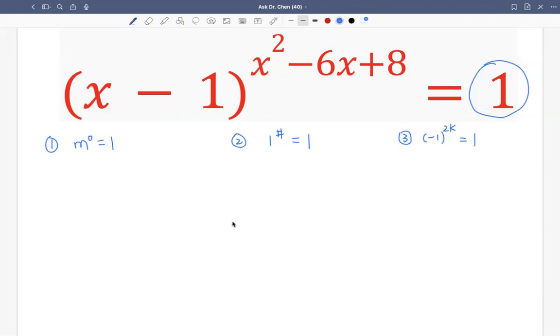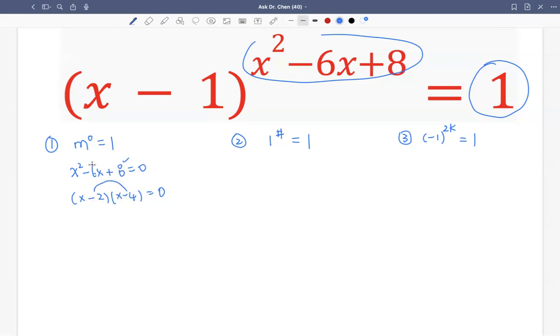So these three situations. The first situation gives us the exponent being 0. So let's set x squared minus 6x plus 8 equals to 0. And this can be factored as x minus 2, x minus 4. Because -2 times -4 is positive 8, and -2 plus -4 is -6.